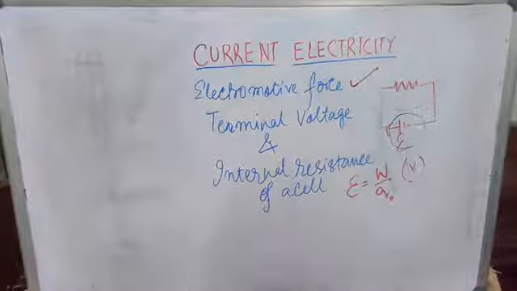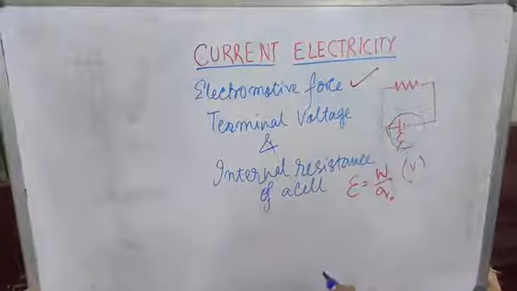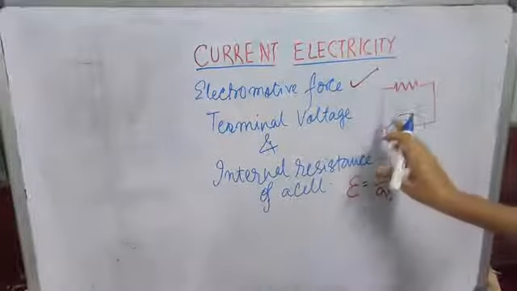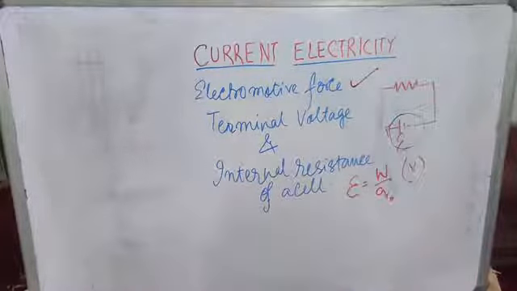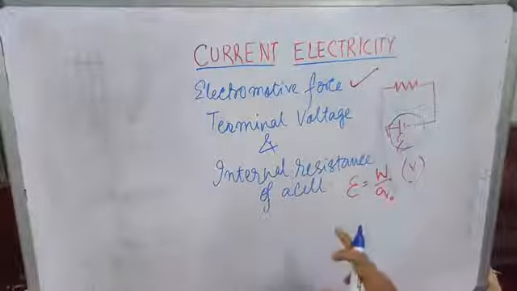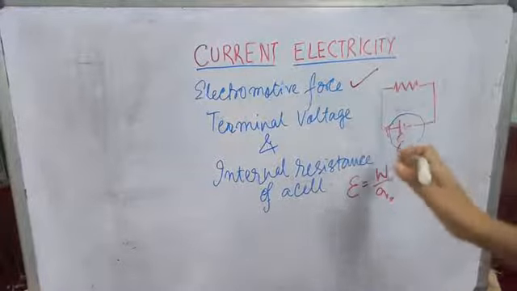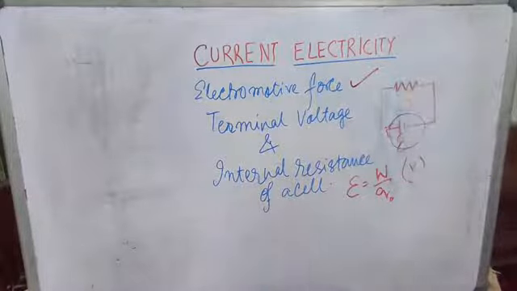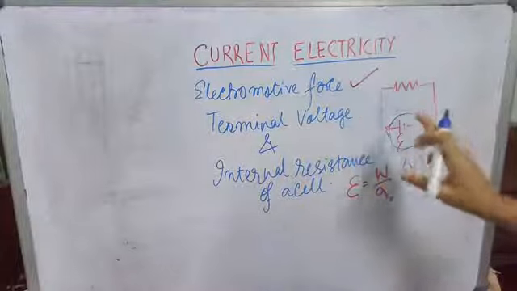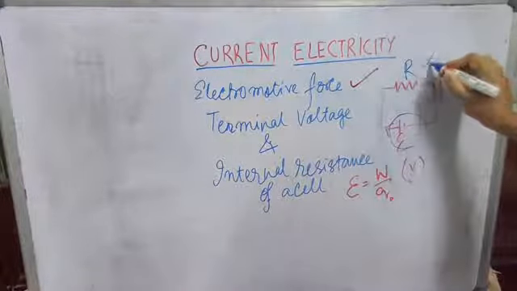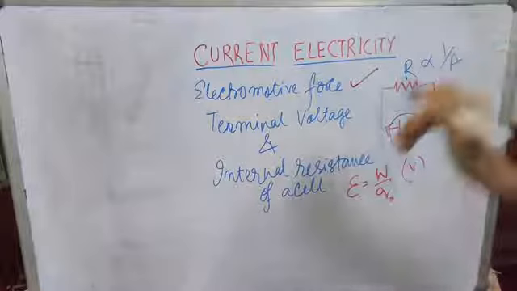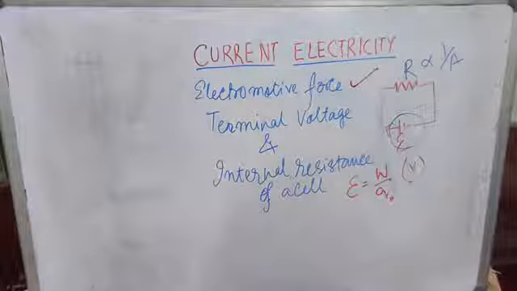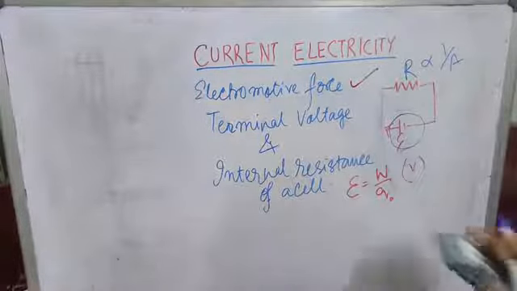And what are the factors on which internal resistance depends? The factors that affect internal resistance are, number one, the surface area of the electrode. You can relate it to the external resistance, the factors on which external resistance depends. Resistance depends inversely on the area, so here also, the larger the surface area of the electrodes, the lesser is the internal resistance.